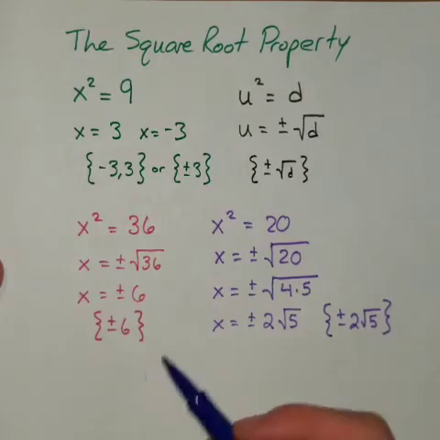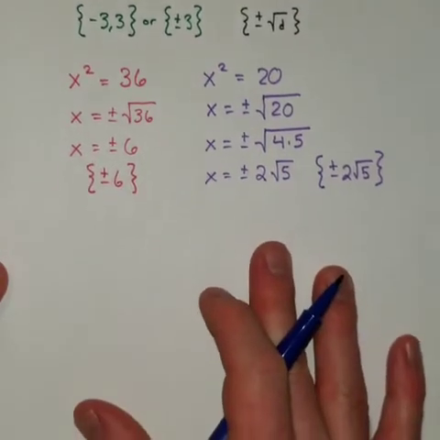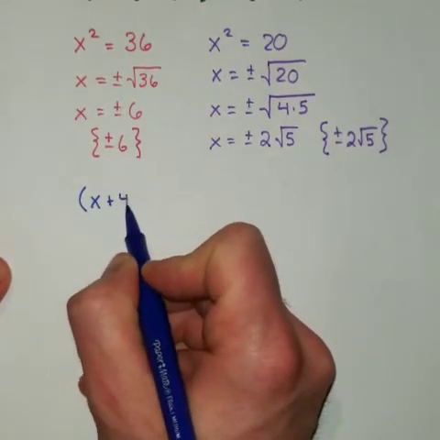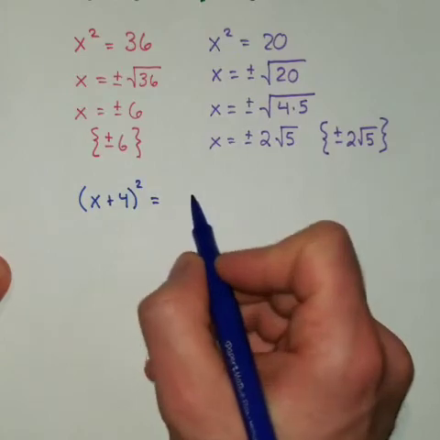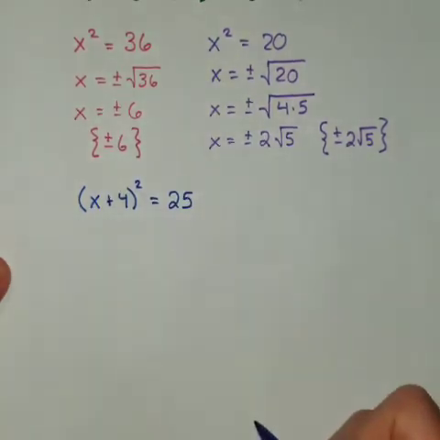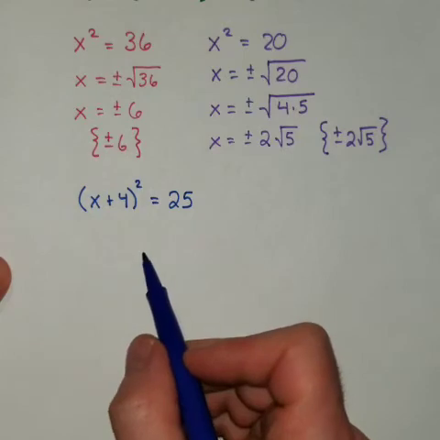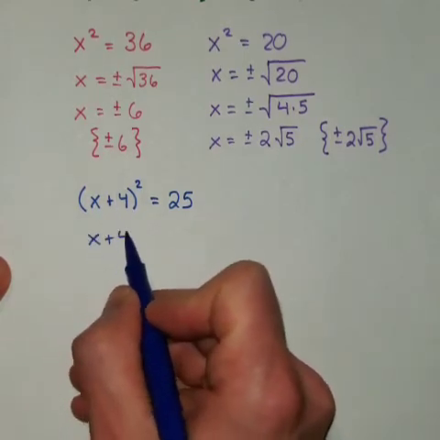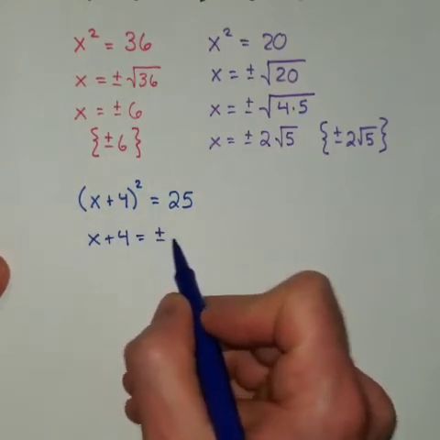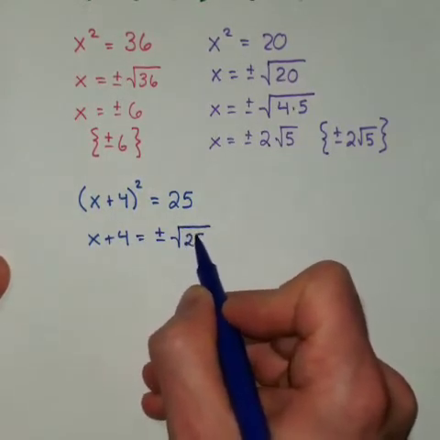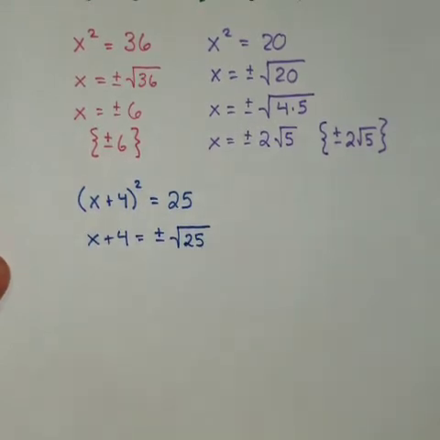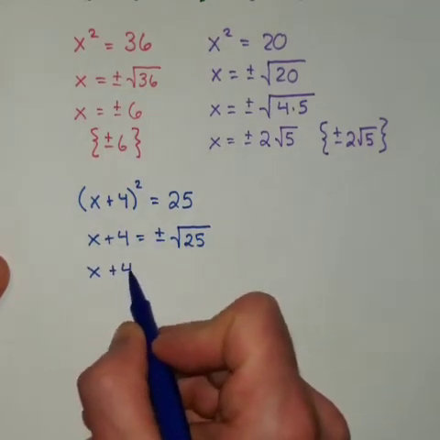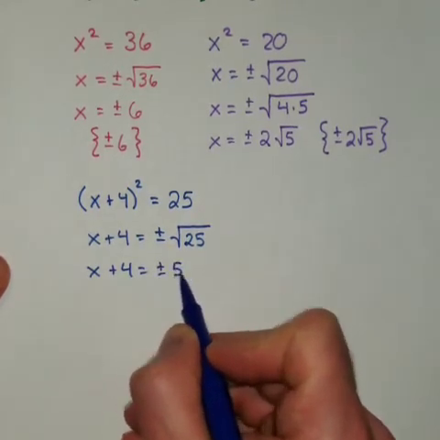Okay. Now we can even do this with a quantity squared. It doesn't just have to be an x. So we could solve some equations like the quantity x plus 4 squared equals 25. In this case, the square root property would say, take the stuff being squared and set it equal to the positive or negative square root of 25. Okay, that is our square root property. And then we can calculate that. It's going to be plus or minus 5.